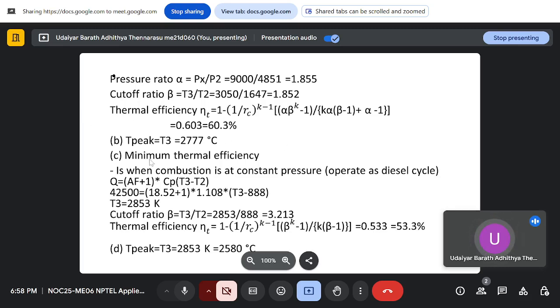So that is the maximum possible indicated thermal efficiency for this cycle, and the peak temperature is 2777 degrees Celsius.